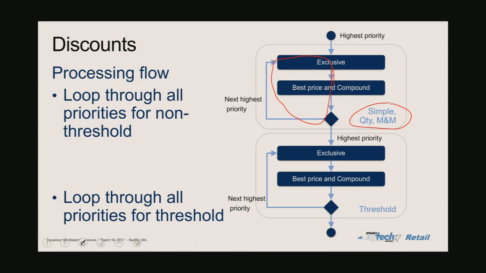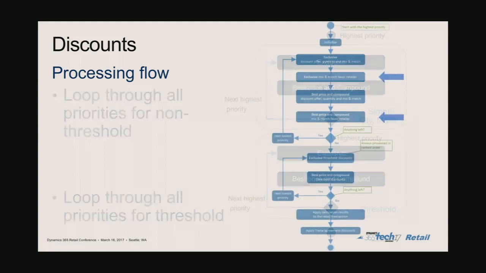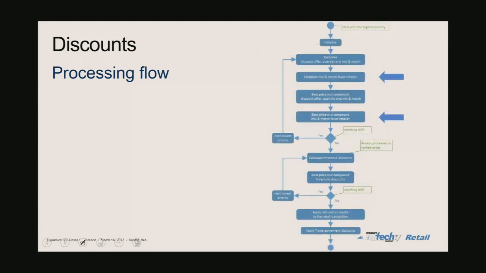For some history, a big reason why we separated those is because thresholds, by their nature, tend to operate on the entire basket, and having those discounts compete with the non-threshold was really processing intensive. And so in order to avoid that, we separated them out. Here's a slightly more detailed view, which I knew you couldn't read in the session. I'll just point out the arrows and what they mean.